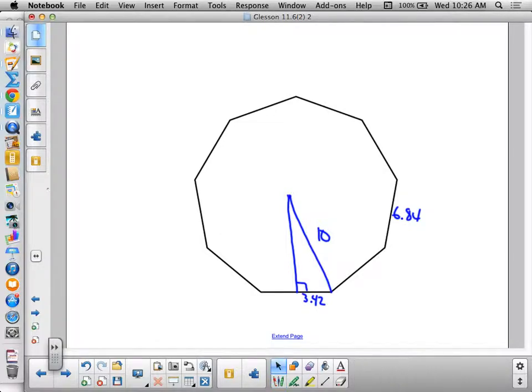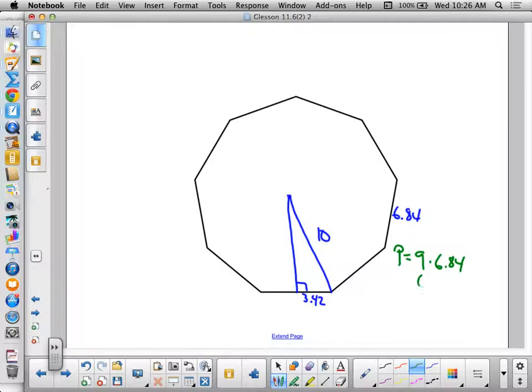Now, I don't need to use SOHCAHTOA or anything here to find that third side. The third side of my triangle is the apothem. The perimeter I already can get. Perimeter is just 9 times 6.84. I have no idea what that is off the top of my head. Anyway, it's a little less than 90. No, it's a lot less than that. 61.56.